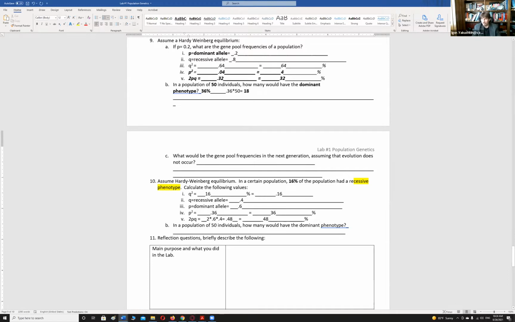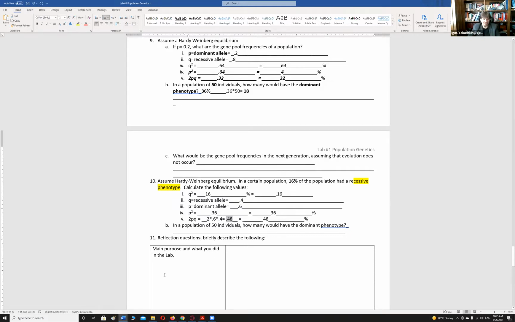Now I'll stop. Why will I stop? Because I want to double check. p squared plus 2pq plus q squared equals 1. p squared, 0.36, plus 2pq, 0.48. 0.48 plus 0.36 will give me 0.84. 0.84 plus 0.16, yes, 1. I did my math correctly.